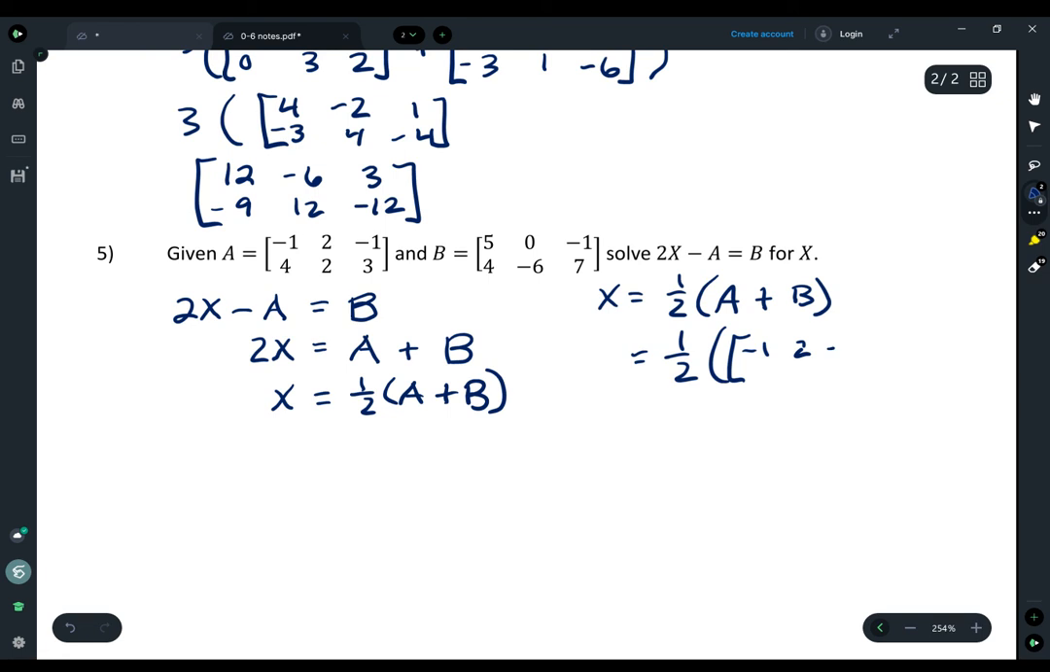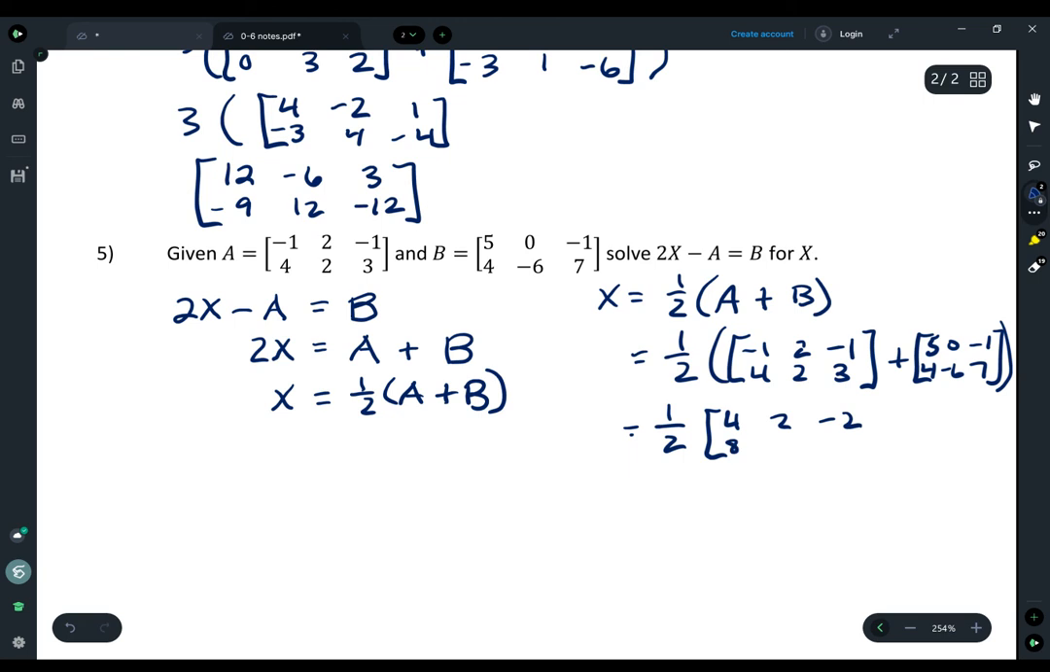So let's see if I can actually fit this in. I feel like I didn't give myself quite enough space here. So there's matrix A, here's matrix B. And then after we add, we're going to multiply everything by 1/2. So when I add, I'm adding things in the same position again. So let's see, it's going to be 4, 2, negative 2.